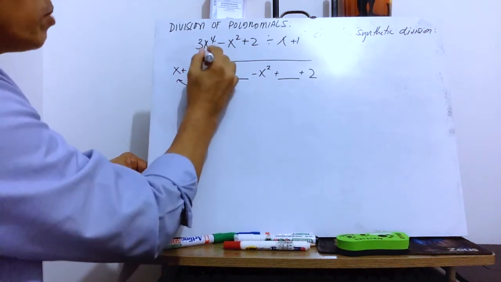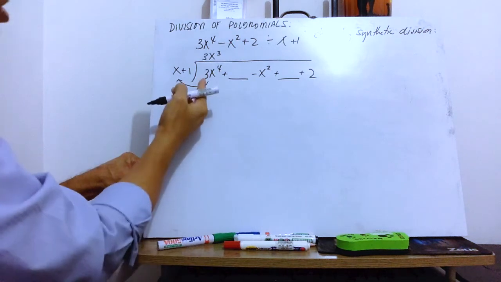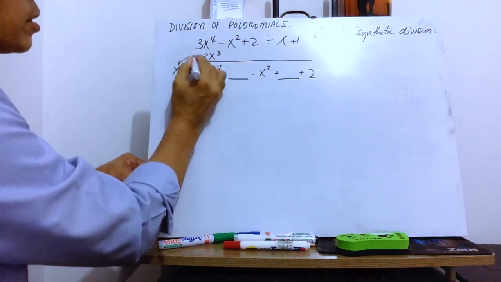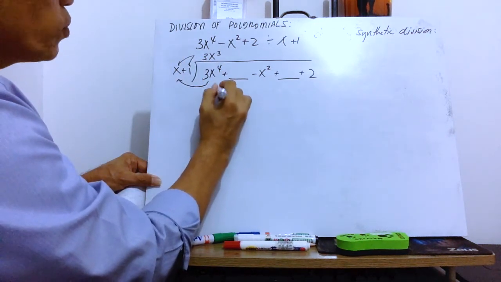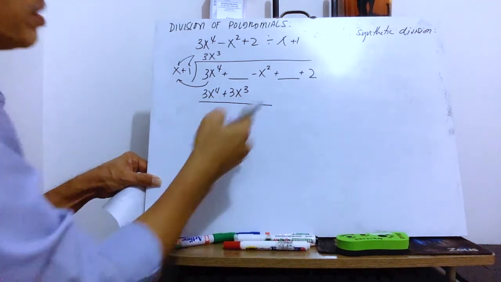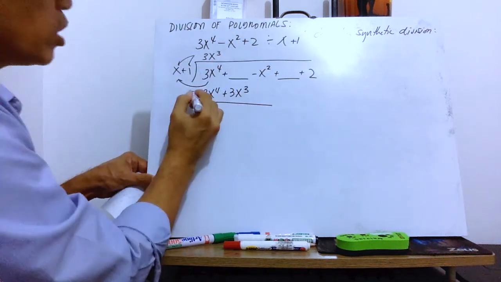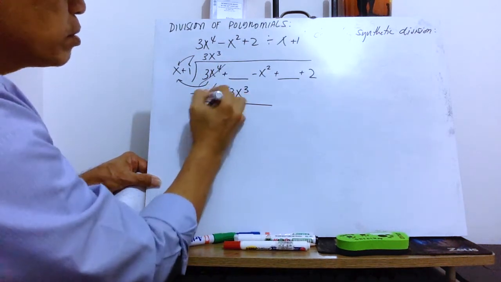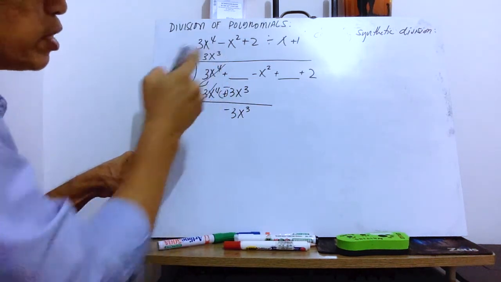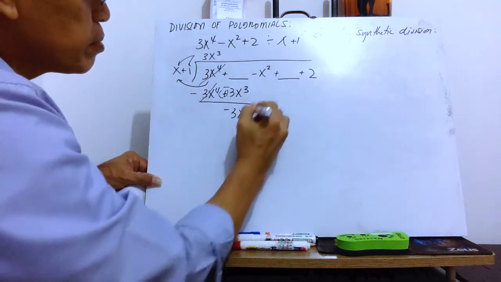Multiply once, so this becomes 3x cubed. 3 divided by 1 is 3, x to the fourth divided by x, x cubed. Then multiply twice. So 3x to the fourth plus 3x cubed. Change signs. This cancels out. This becomes negative 3x cubed. That's the reason why we need to reserve a space for the x cubed term. It's because of this. Bring down the next term.